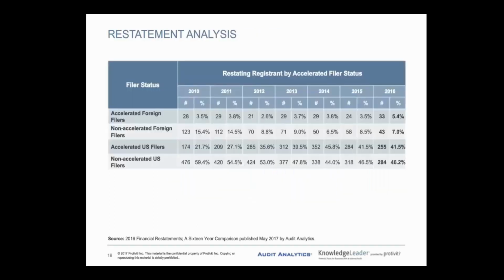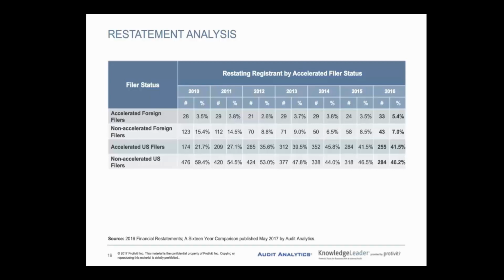What this next table does, again looking at this by filer status, is we've really broken this into 4 different types of filers. We've looked at the accelerated foreign filer and the non-accelerated foreign filer, and then the accelerated U.S. filer and the non-accelerated U.S. filer. And it shows how the total number of restatements disclosed by this registrant status has evolved from 2010 to 2016.